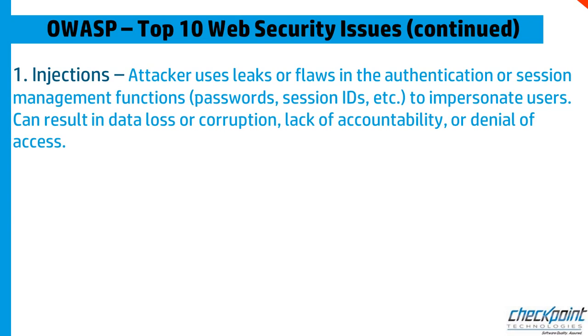So basically what ends up happening is that interpreter does some command, and then the bad guy is able to get into places where they're not supposed to without authorization. So that's the number one application security risk right now.